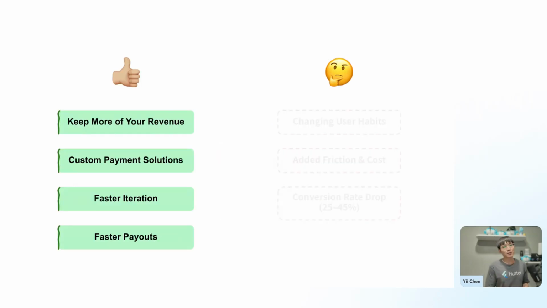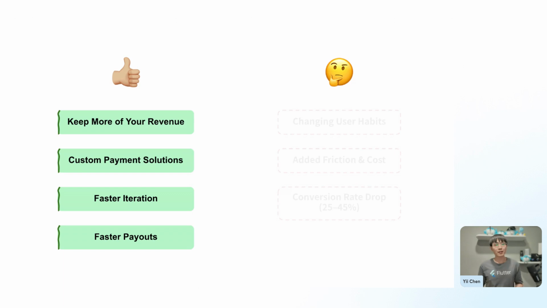This policy change brings several real benefits to developers and businesses. First, more revenue stays in your hands without 15-30% platform cuts. You can reinvest your money into growth, marketing, or product improvements. Second, you get to use custom payment solutions like Stripe or local providers. That means a smoother, more branded checkout experience tailored to your users.